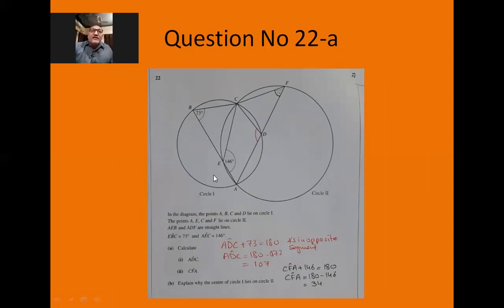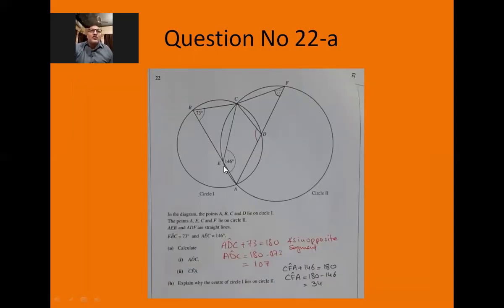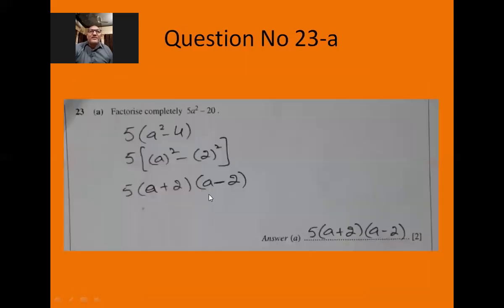And we know that E is on circle number 2. So my answer is that the angle CEA is equal to 2 times the angle CBA. So E is the center of circle 1. So E lies on circle number 2. That is given. So the center of circle 1 lies on circle number 2. So hopefully you understand this question. This last part is a little tricky. Okay, so we are moving to the next question.